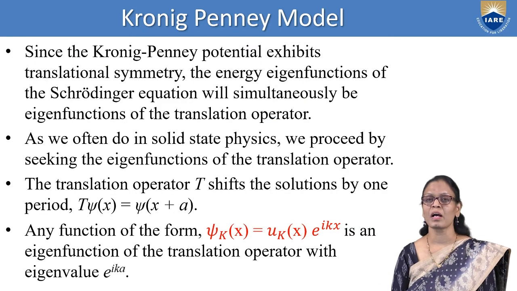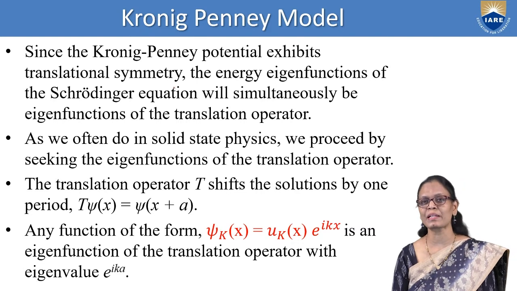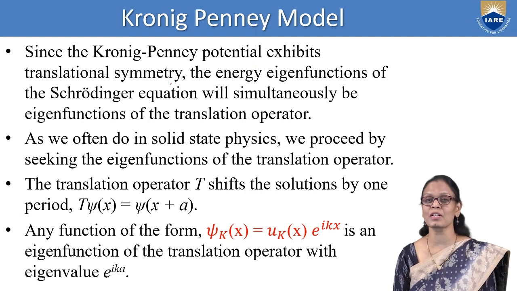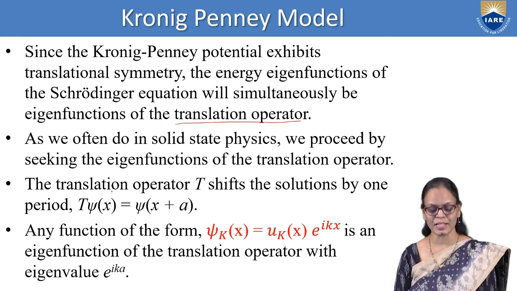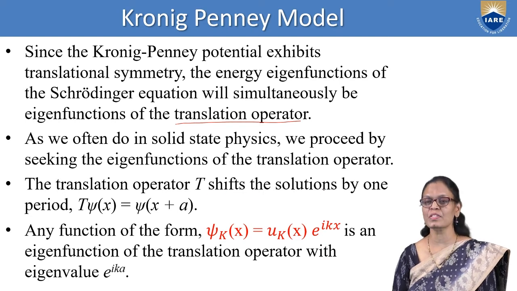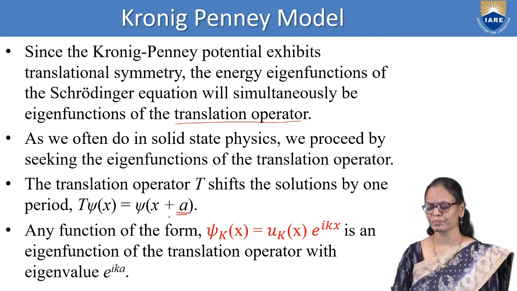Now we are going to explain this and also explain the periodicity. Since the Kronig Penney model exhibits translational symmetry, meaning we are talking about how it varies along a straight line, the energy eigenfunctions of this Schrödinger wave equation will simultaneously be the eigenfunctions of the translation operator. So how are we going to get the energies or the eigenfunctions using the translation operator? What we are using here is the translation operator T. It shifts the solutions by one period. The periodicity we are considering here is a.